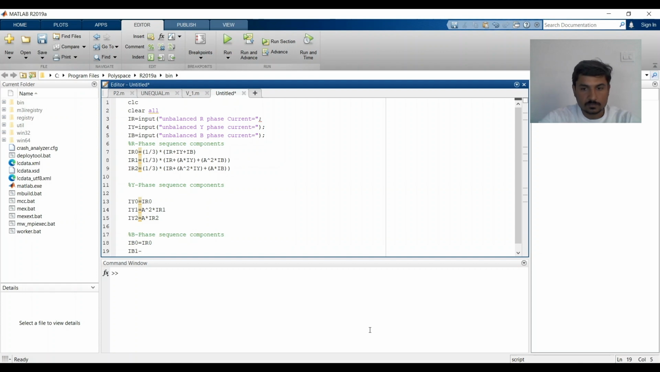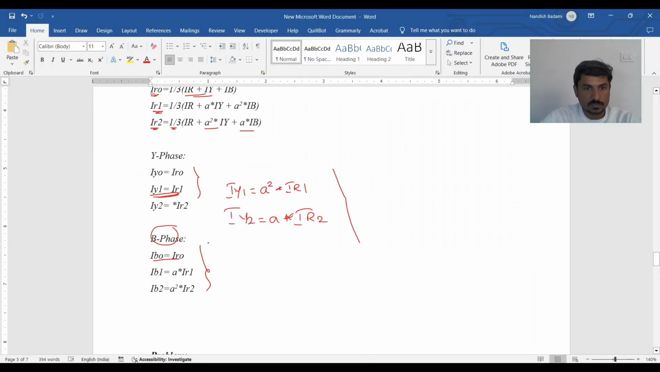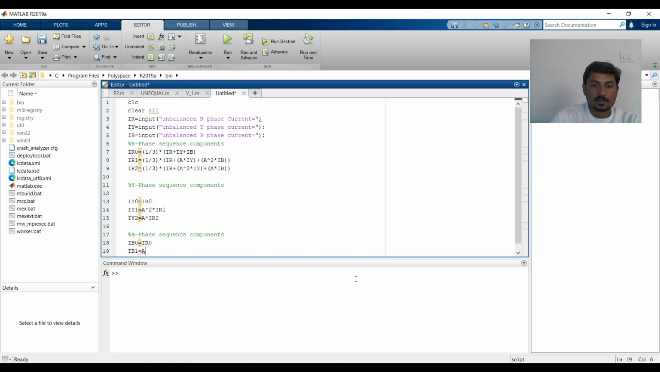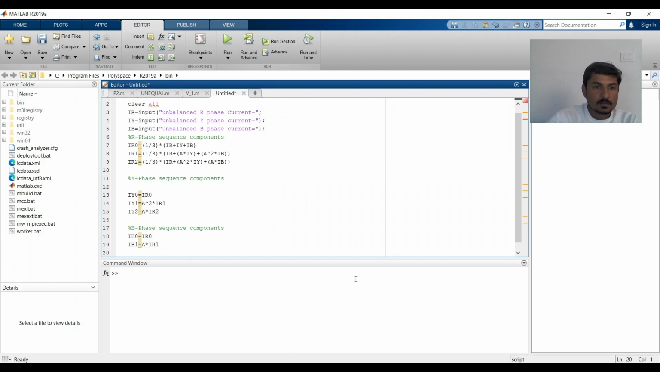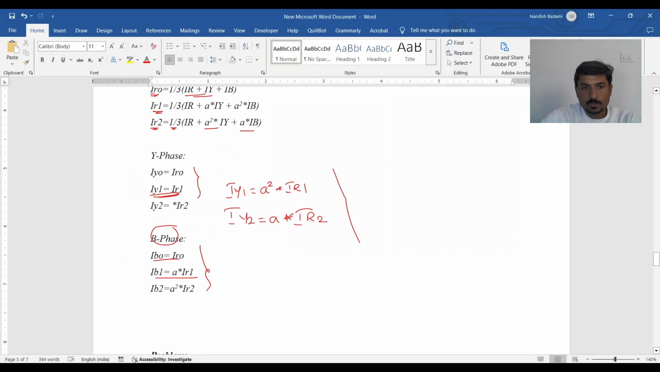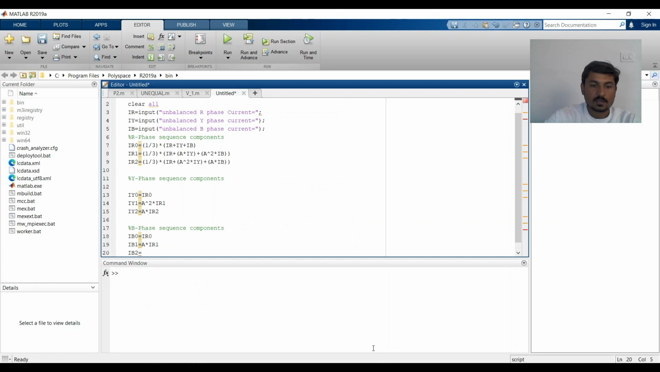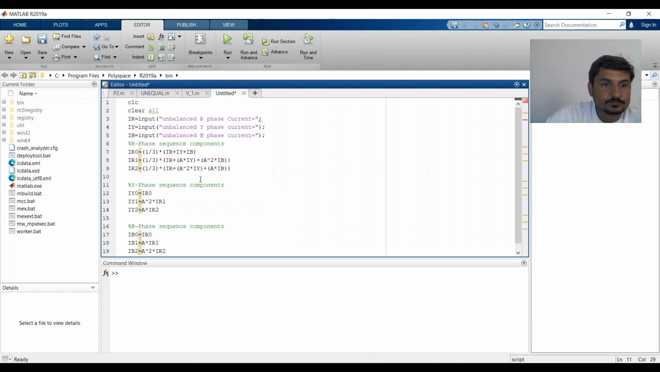IB1 is equal to, what was the equation? IB1 is equal to A times IR1, and IB2 is equal to A square times IR2. A square times IR2. Okay. Now we got the program.